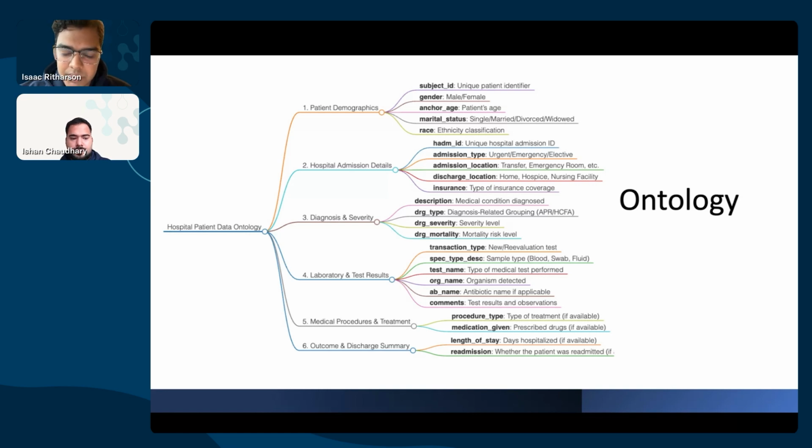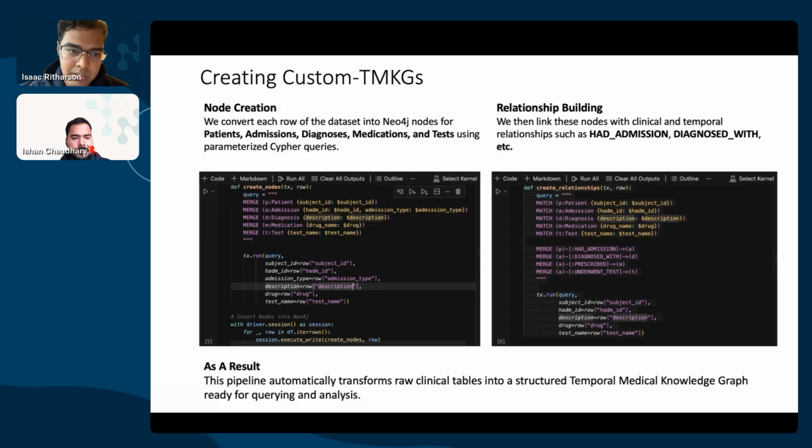So using this information to map incoming data or electronic health records can help us create a complex structure where we'll be able to transfer and understand the information much better. Here we developed a custom temporal medical knowledge graph using a certain number of nodes and relationships that were present in the previous ontology, like the columns such as patient admission, diagnosis, medication, and tests. In the relationships, you can see that we have defined had admission, had been diagnosed with, prescribed, and underwent test, and so on.